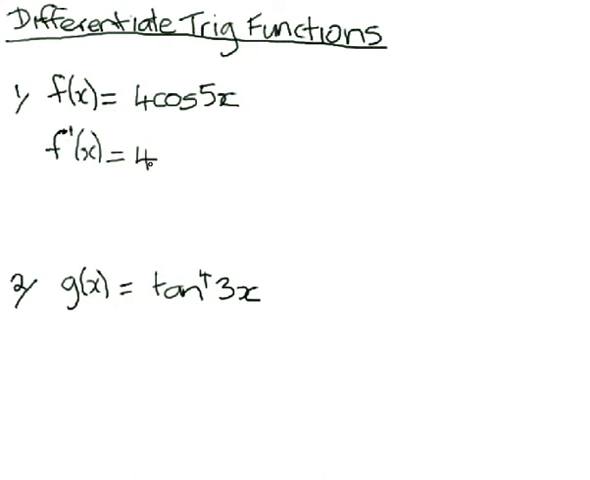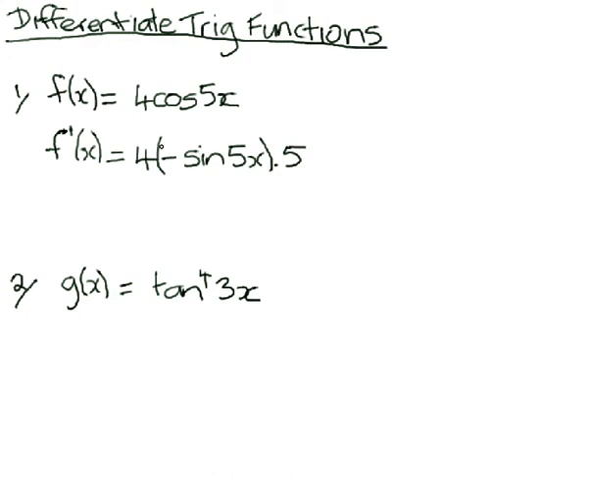Now that 4 can stay there, we don't have to worry about that at all, it's just a coefficient. And we look at this cos 5x. Now this is a composite function. The cosine function is the outside and the 5x is the inside. So the derivative of cosine is negative sine of that inside function, which is 5x. And then we need to multiply by the derivative of that inside, which is 5.